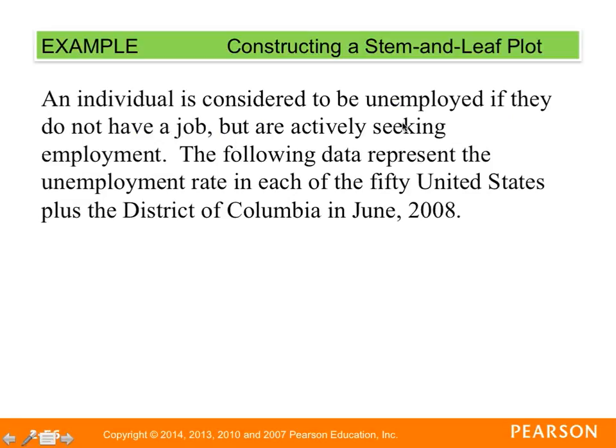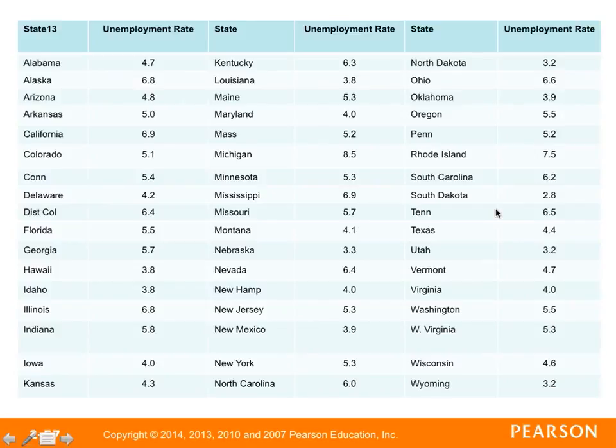An individual is considered to be unemployed if they do not have a job but are actively seeking employment. The following data represents the unemployment rate in each of the 50 U.S. states plus D.C. in June of 2008. So we have all of this data here. I think this 13 is a typo. These should just be states. So we have Alabama, Alaska, Arizona, and then we have their unemployment rates. For example, we're in Indiana. The unemployment rate was 5.8%. And again, this is June 2008.